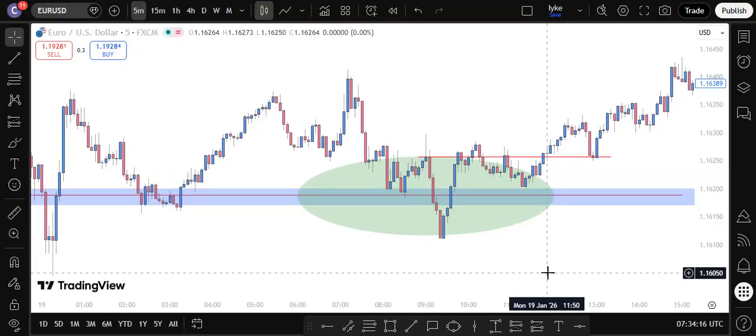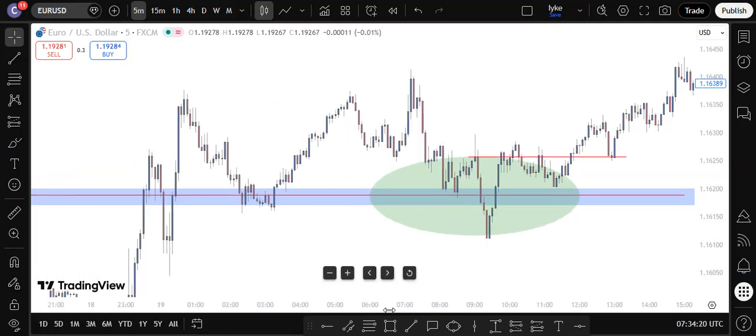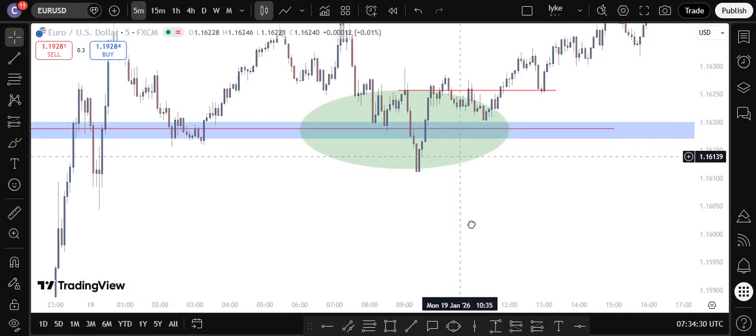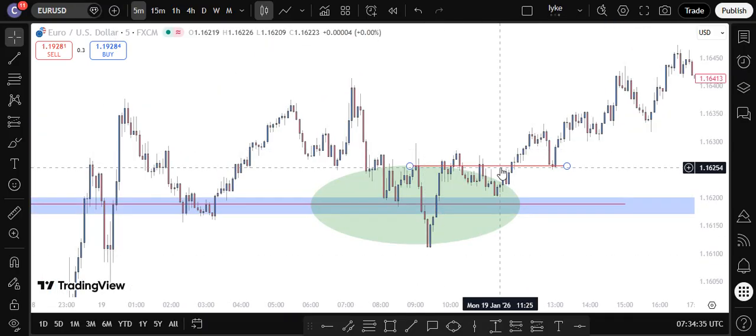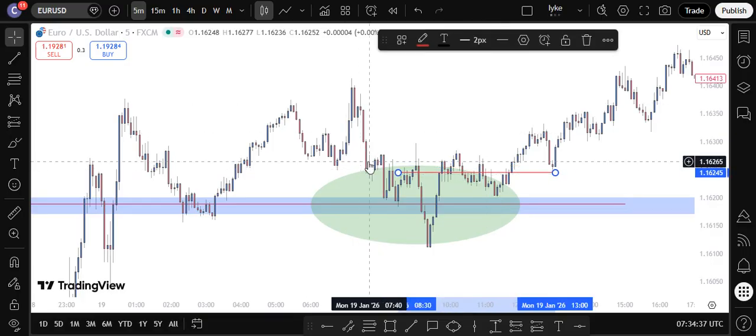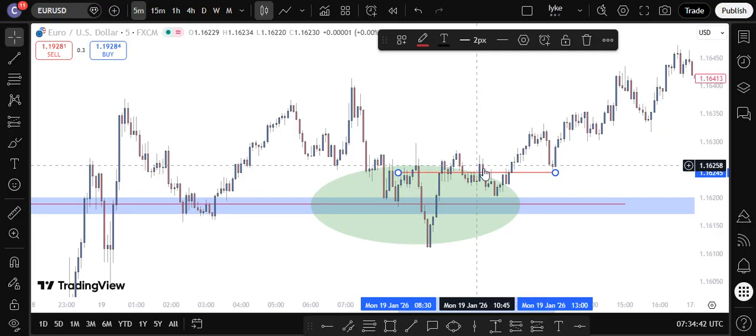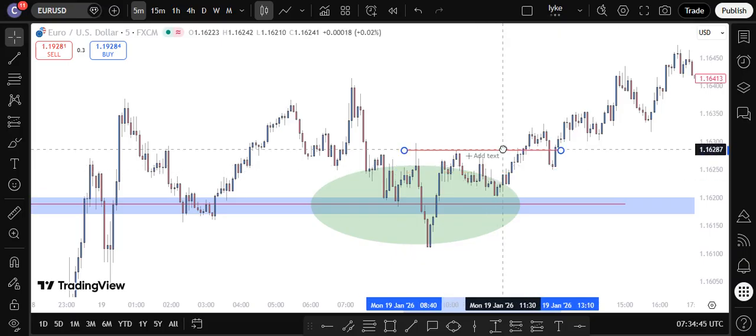Alright, so now we are in the 5 minutes time frame, and this is the level. This is the level marked in the H1 time frame, the support level. So price hit this level, and you see that price is making lower lows, lower highs, lower lows, lower highs. I'll be expecting for price to close above here.